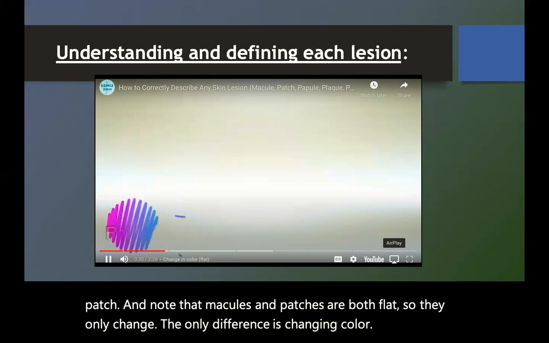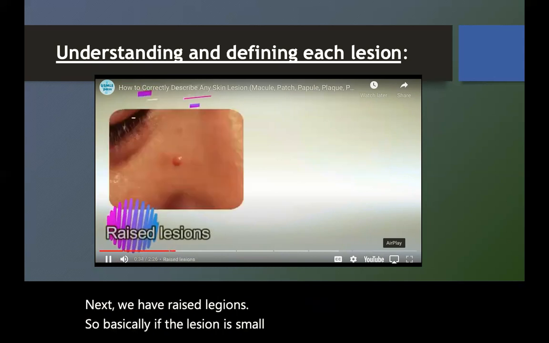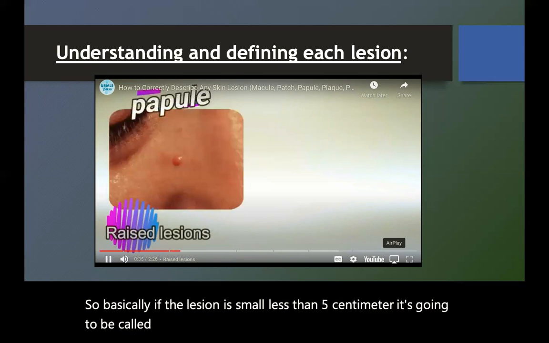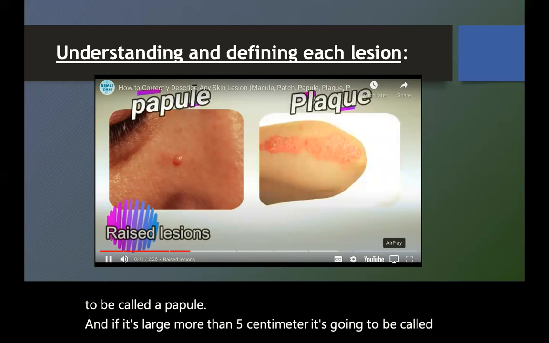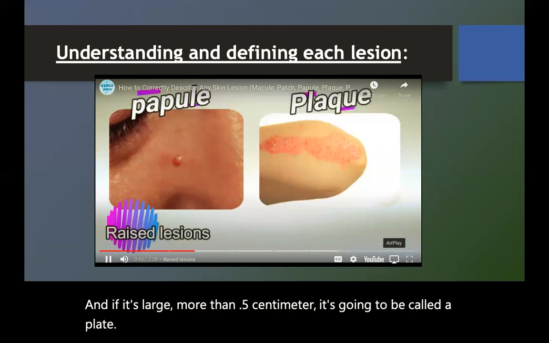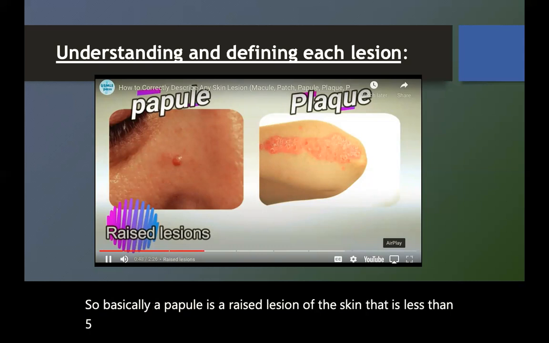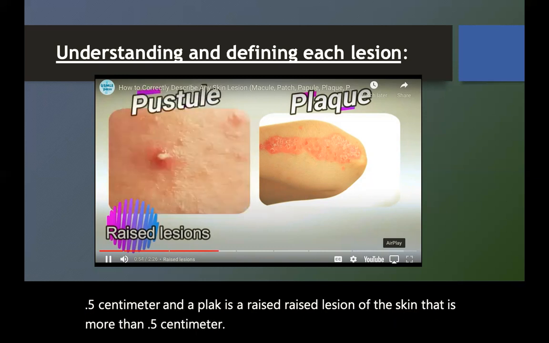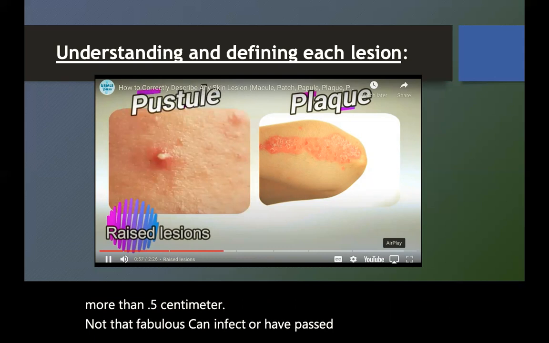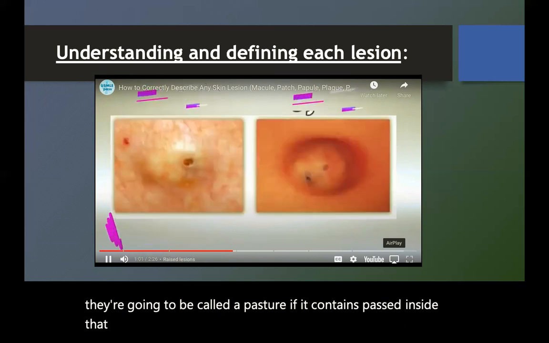Next, we have raised lesions. So basically, if the lesion is small, less than 0.5 centimeter, it's going to be called a papule. And if it's large, more than 0.5 centimeter, it's going to be called a plaque. So basically, a papule is a raised lesion of the skin that is less than 0.5 centimeter. And a plaque is a raised lesion of the skin that is more than 0.5 centimeter. Note that papules can infect or have pus inside them, and they're going to be called a pustule if it contains pus inside. That would be your acne.